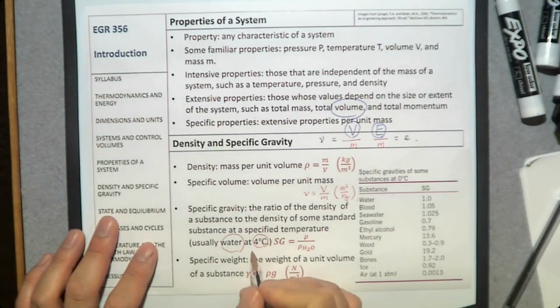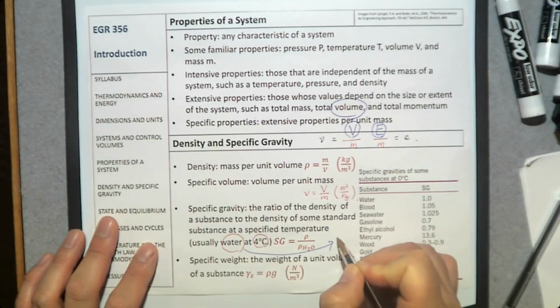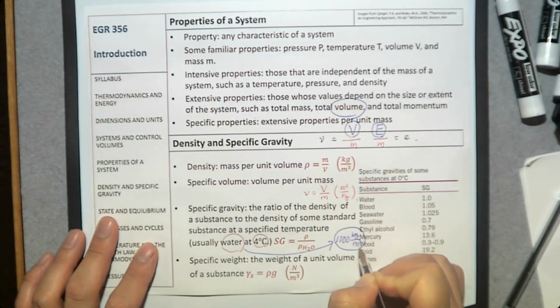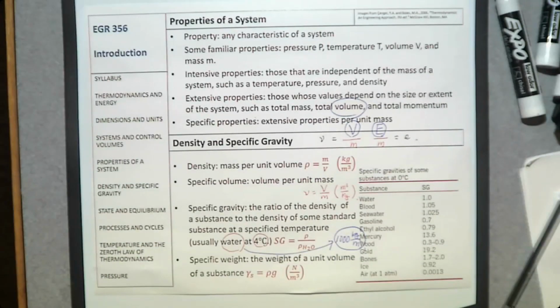Because its density is pretty simple. The density of water at 4 degrees Celsius is 1,000 kilogram per cubic meter. Very simple, right? So we use this for the standard substance. So specific gravity is the ratio between our system and the density of water.